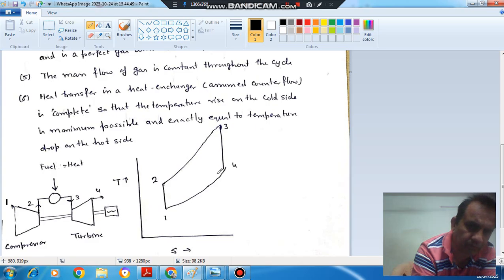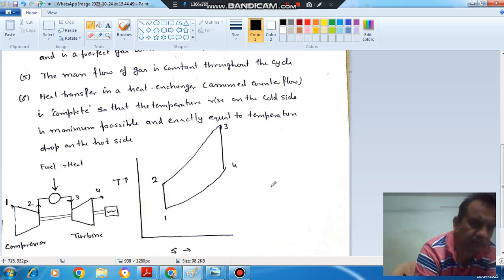Similarly, if we use a heat exchanger here also, the rise in temperature of the working fluid will be equal to the fall in temperature of the working fluid we are considering. So heat transfer in the heat exchanger, assumed counterflow, is complete, so that the temperature rise on the cold side is maximum possible and exactly equal to the temperature drop on the hot side. This is the cold side, and this is your hot side. So whatever temperature drop here will be the temperature increase here, when we consider a heat exchanger.